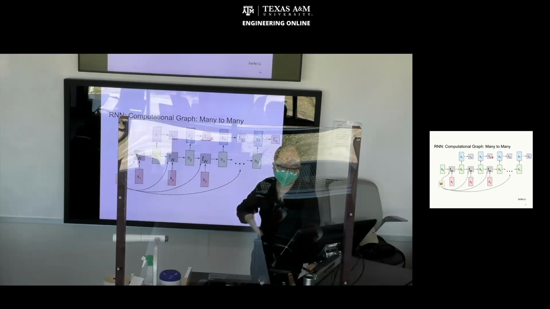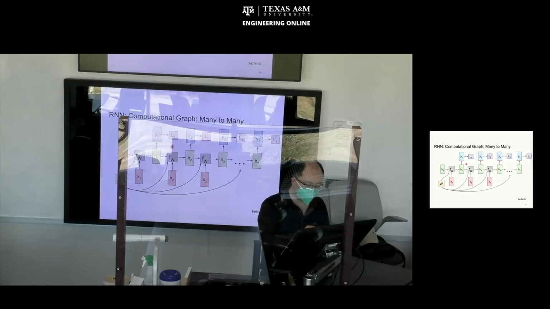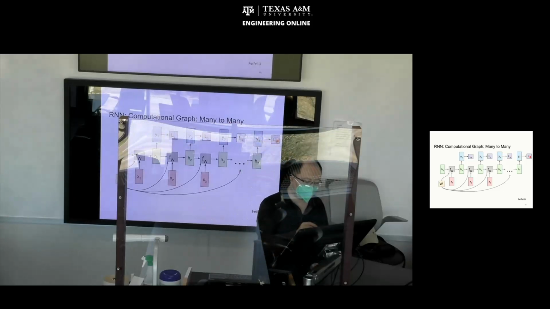So if we look at the forward propagation here, we have to pay attention to how the y's, the many outputs, map to the losses. Okay? It is possible that you have the loss at every time lowercase t, and this loss is probably by comparing the corresponding y's and x's, or other kinds of ways.